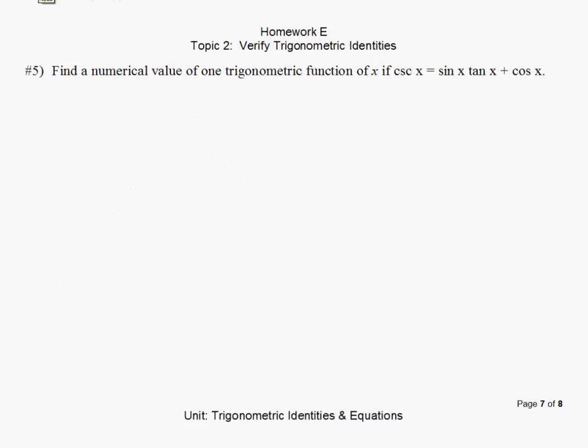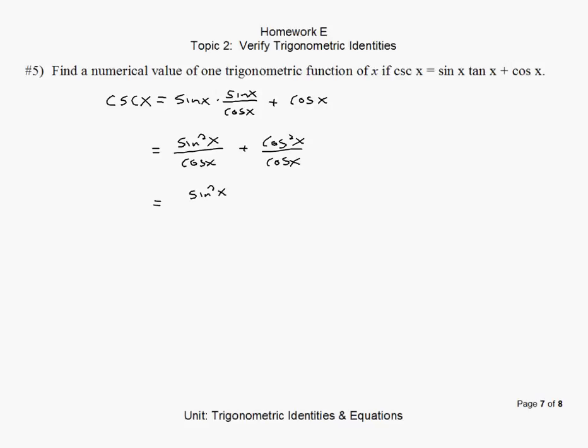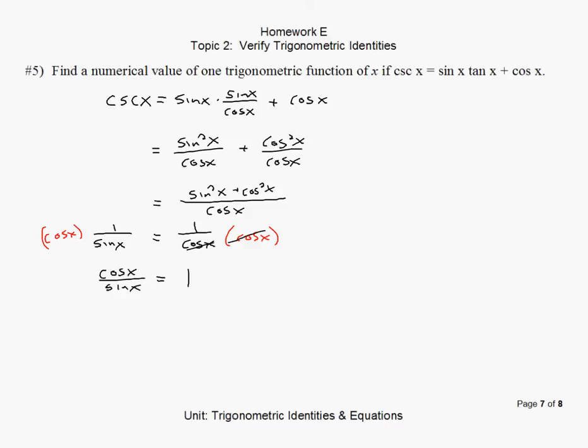Number 5, you're done when you have one trig function equals a number. I'm going to change tangent to sine over cosine. Get common denominators, multiply cosine top and bottom by cosine, so I get cosine squared over cosine. Put my fractions together. Sine squared plus cosine squared is 1. 1 over cosine. Change the left side to 1 over sine. If you multiply both sides by cosine, you get cosine over sine equals 1, which is cotangent of x equals 1.